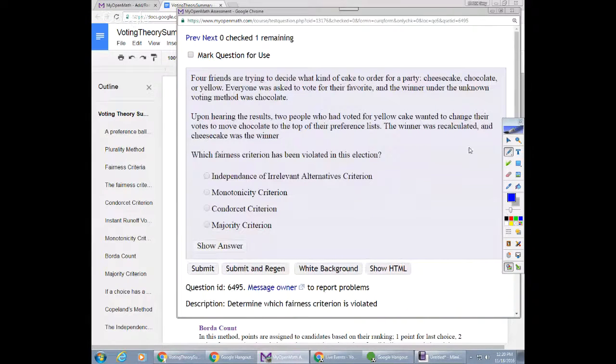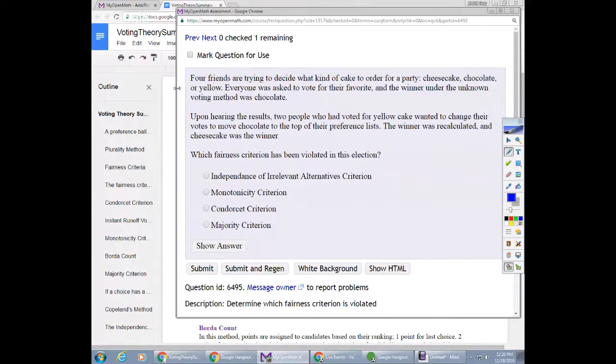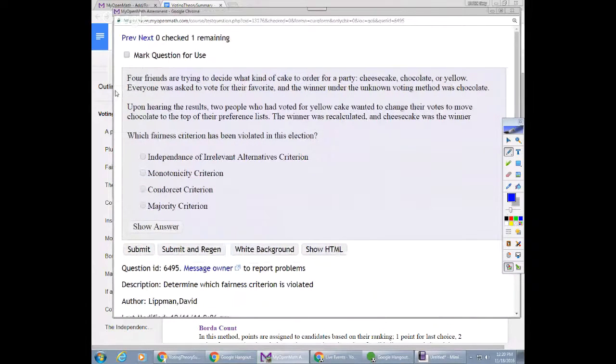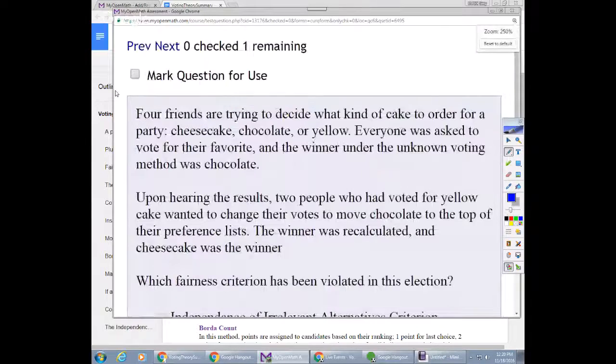What else do we have? Okay. Yeah, let's do this one together. Okay. Right, so let's blow it up a little bit more. All right, so 4 friends are trying to decide what kind of cake to order for a party. Cheesecake, chocolate, or yellow. Everyone was asked to vote for their favorite, and the winner under the unknown voting method was chocolate.